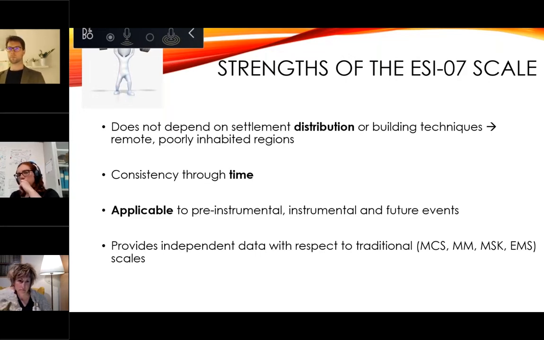So the ESI scale is, I believe, the best way to go in remote regions, or in poorly inhabited regions, or in regions which are difficult to access. Another important point that has been highlighted in the literature is that natural effects seem to be more consistent through time.